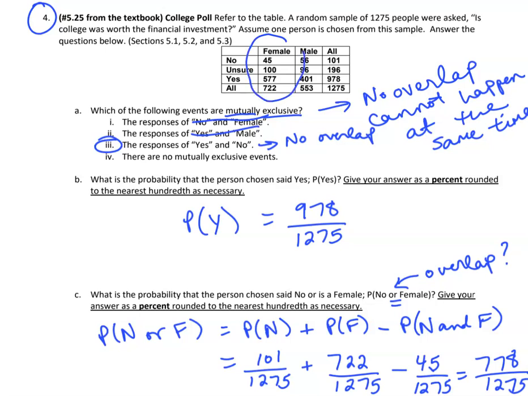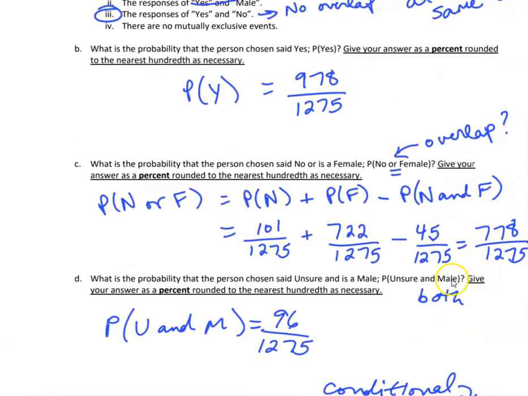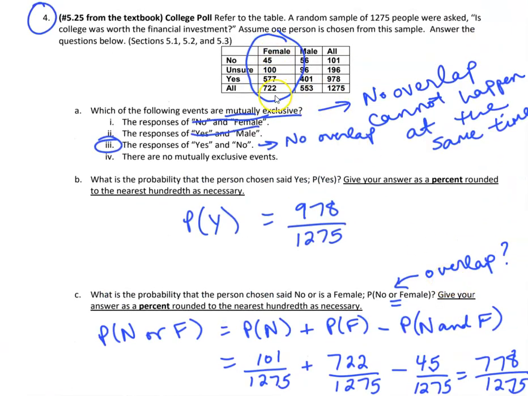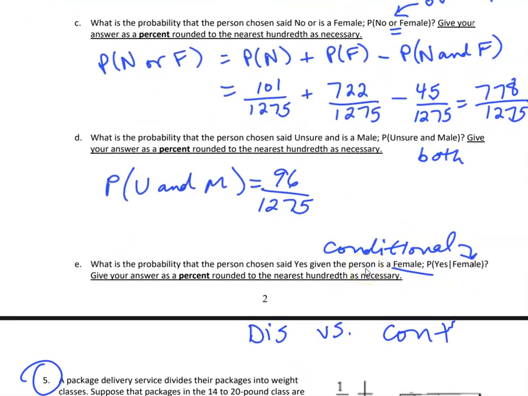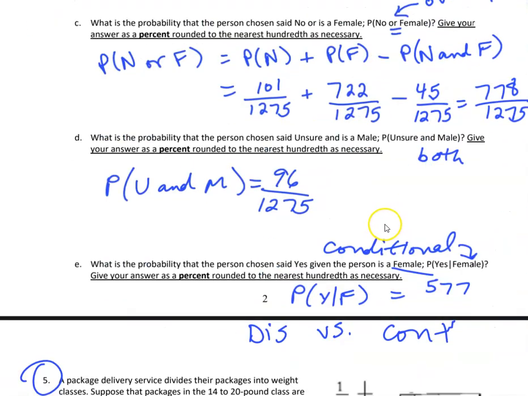So the females, there are 722, and of those 722 they wanted the probability that somebody said yes. From that 722, there are 577 who said yes. So the probability that somebody said yes, given that they are female, would be 577. Is that what it was? I forgot what the number was. Yeah, 577 out of 722. So that's your conditional probability.